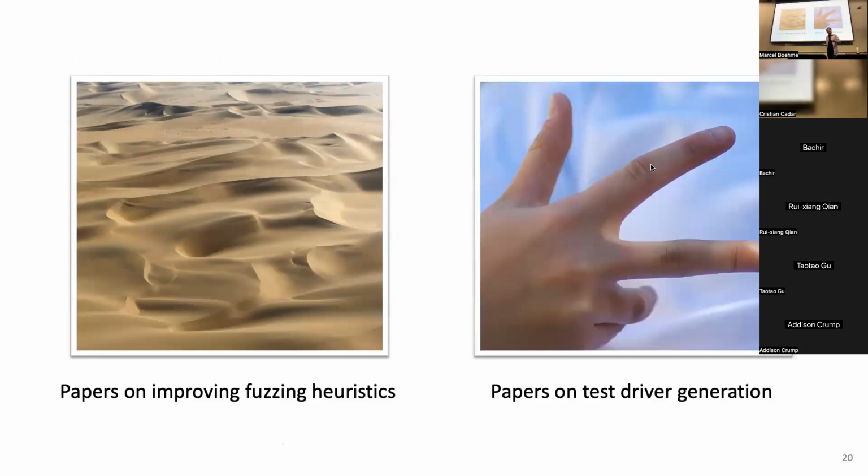But if we look at papers on test driver generation or fuzz target generation, I'm not sure if we're going to need the fingers of 2 hands, or only 1 is going to be enough, right? So I think you see what I'm getting at here. I think that's one area, one open challenge, that the community should put more work into.